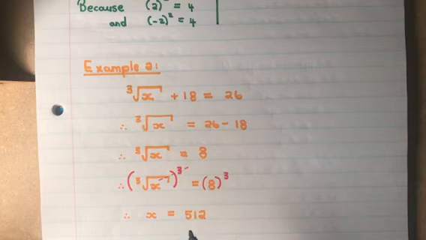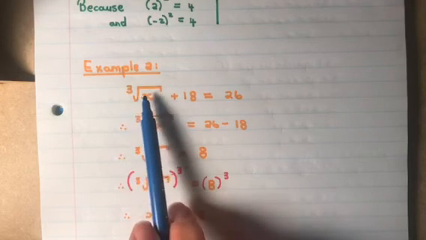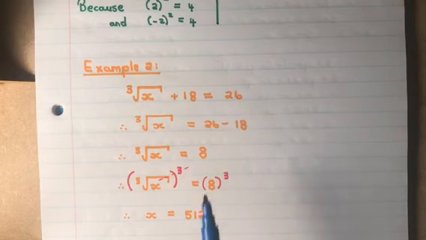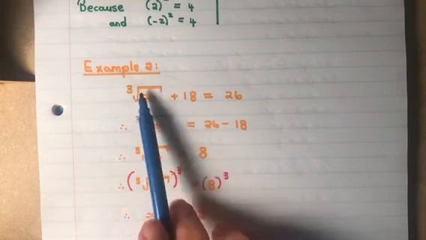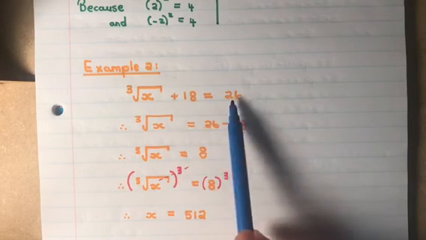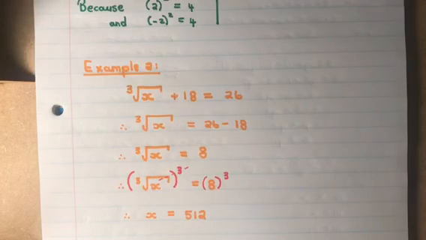Okay, easy to go and check your answer. The cube root of 512 plus 18, does it give you 26? So the cube root of 512 is 8, and 8 plus 18 does give you 26.